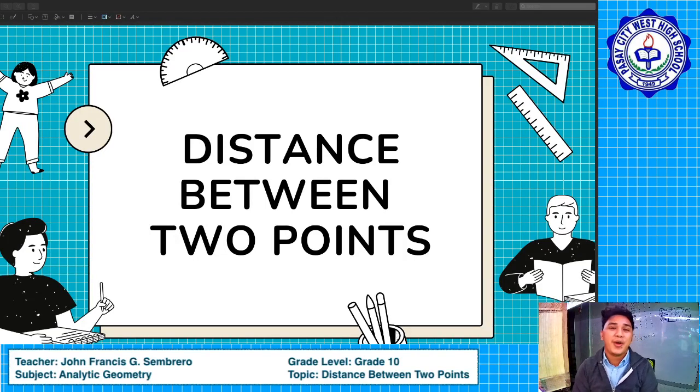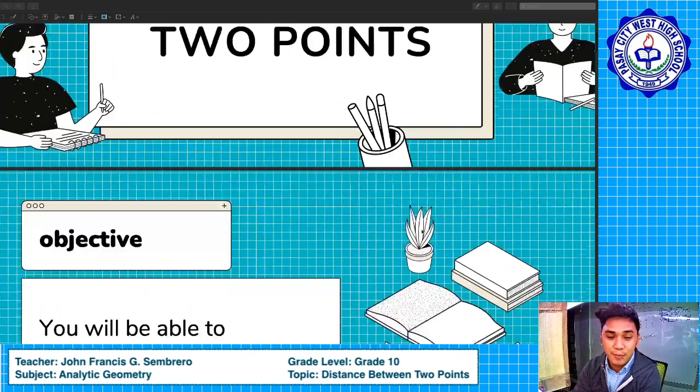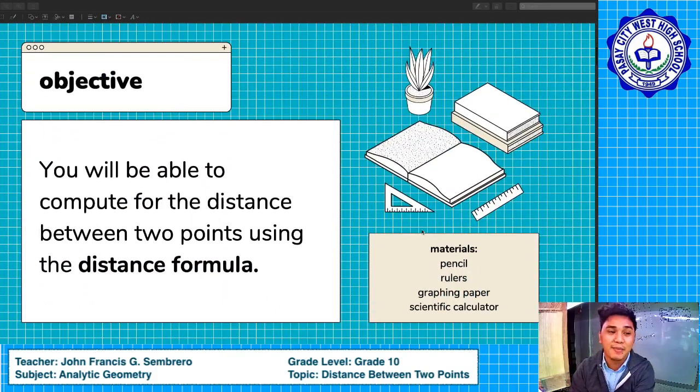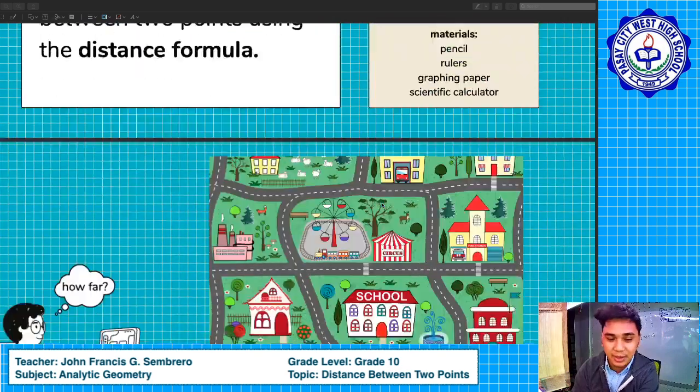Hi there! We will be discussing the distance between 2 points. Our objective is that you will be able to compute for the distance between 2 points using the distance formula. Pencils, rulers, graphing papers, and scientific calculators will be helpful for you to understand the topic better.